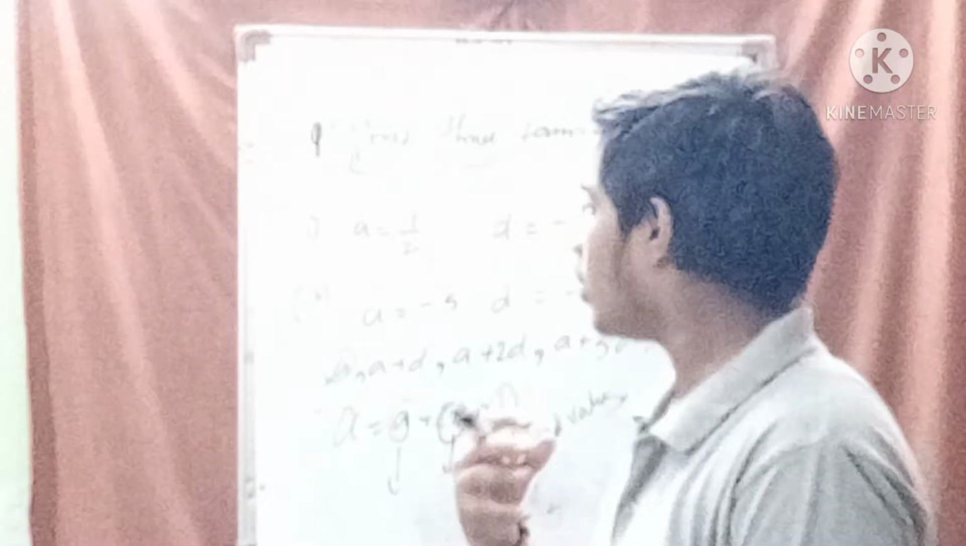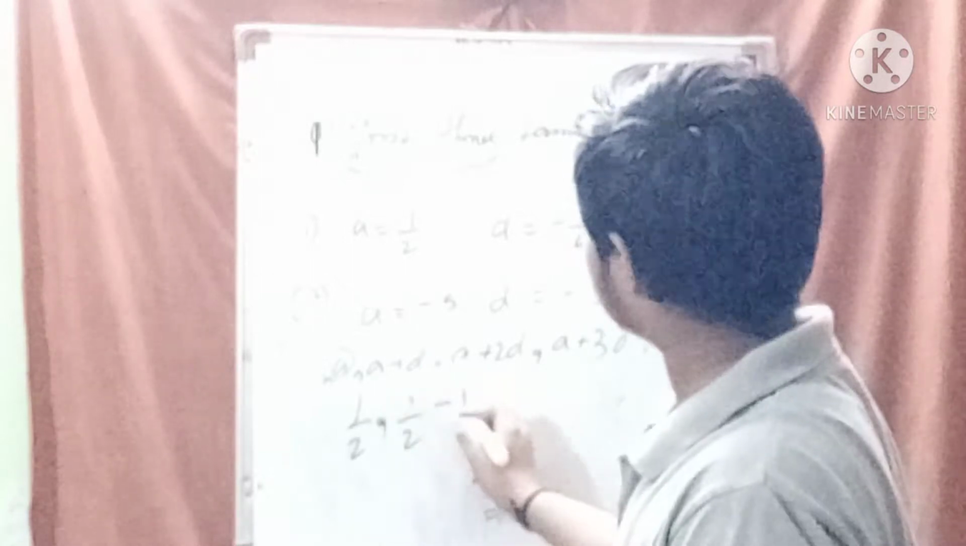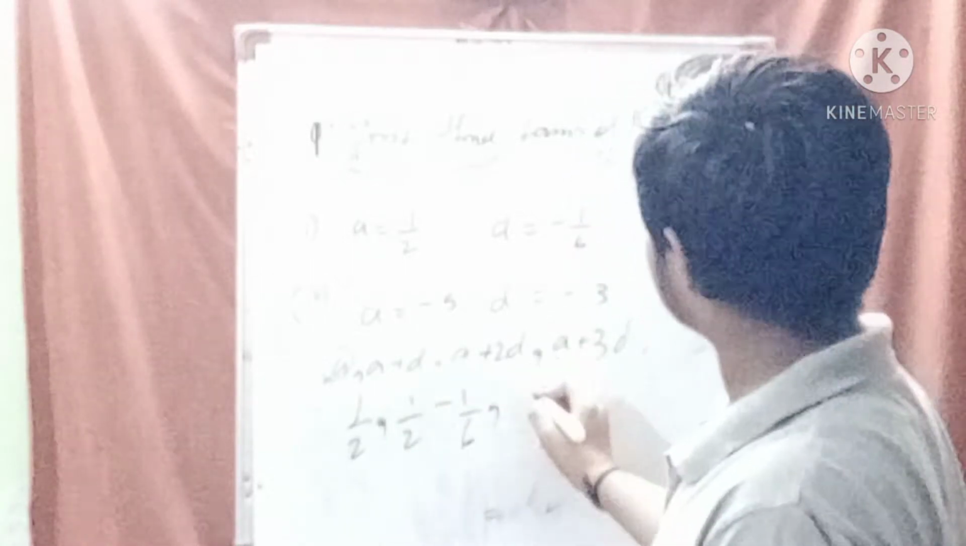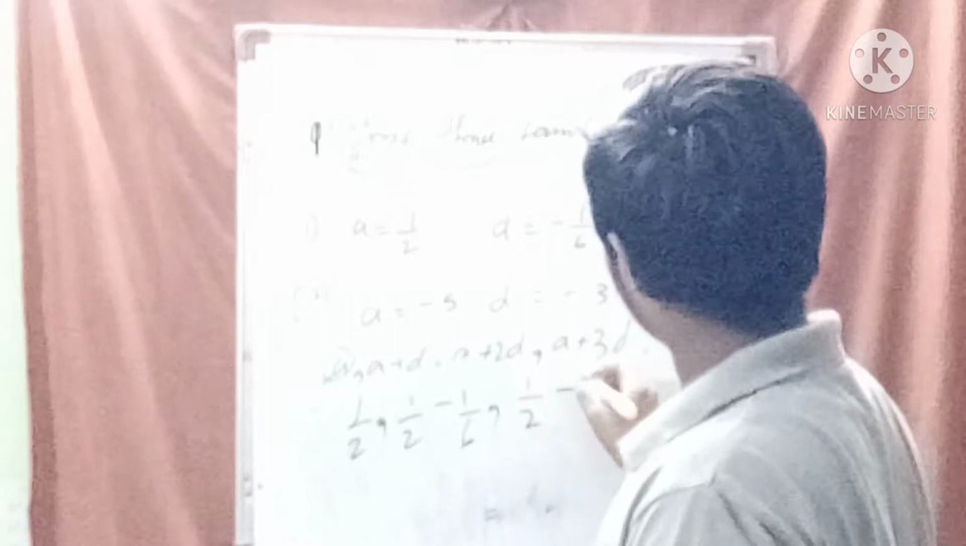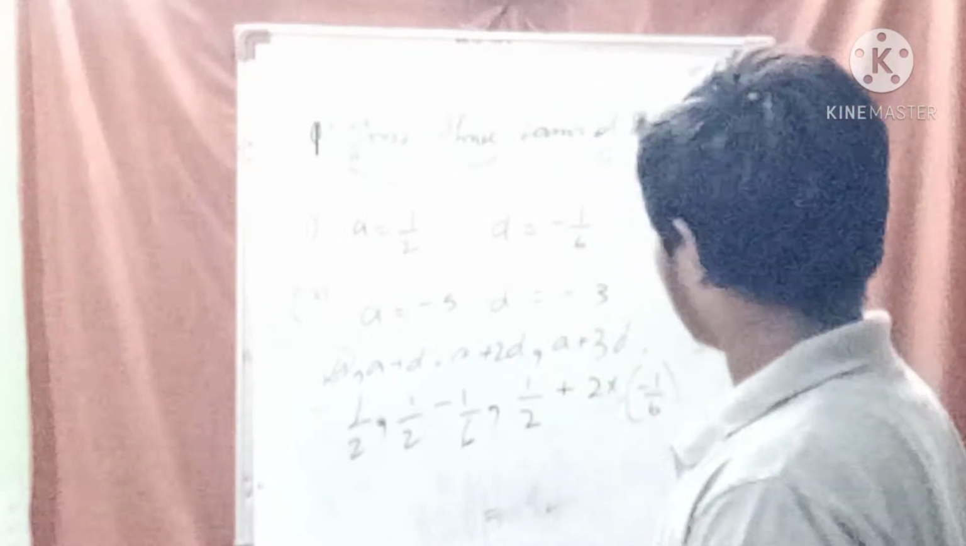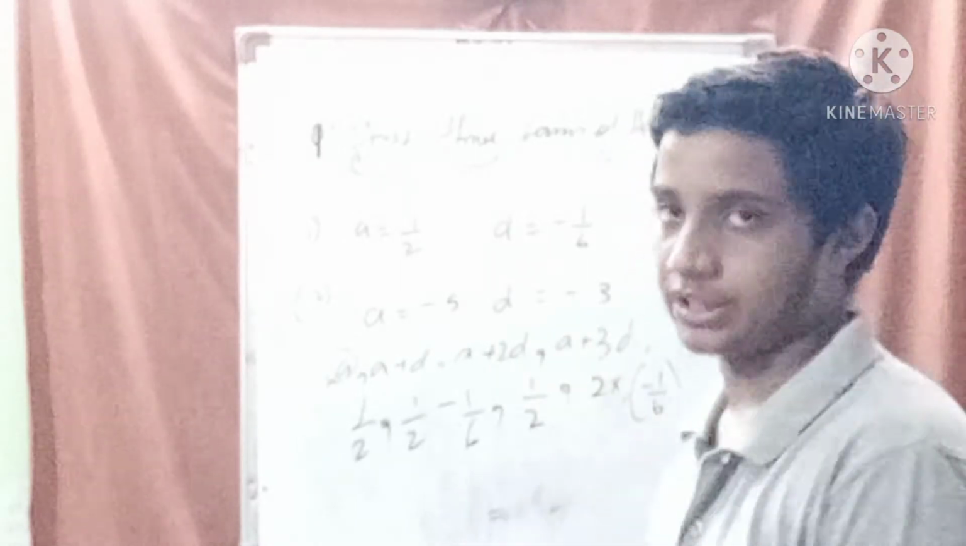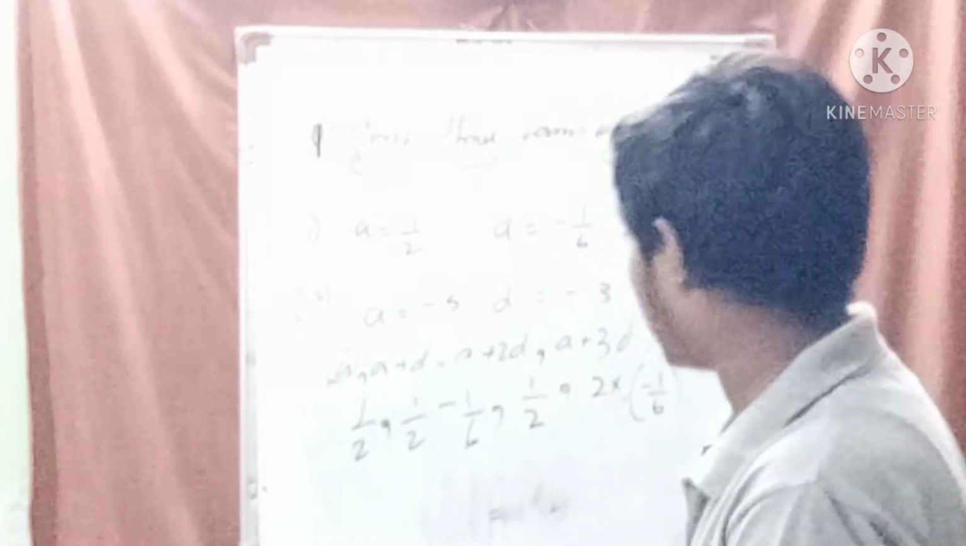So how do you calculate in this case? The method is very simple. Here A is 1 by 2, just write 1 by 2. Then add D to it. That means 1 by 2 minus 1 by 6. Then A plus 2D means 1 by 2 plus 2 into minus 1 by 6. Okay, did you get it? There would be a comma between them. It is a progression, so that's why it is separated by commas.